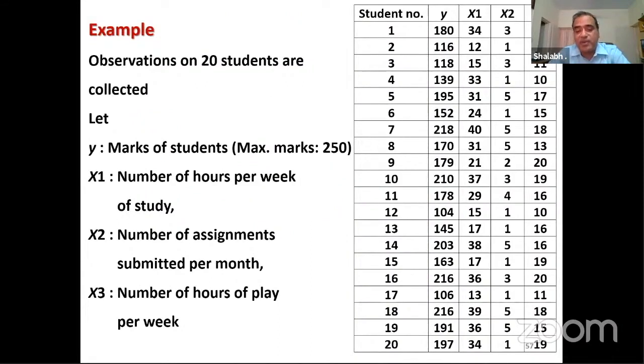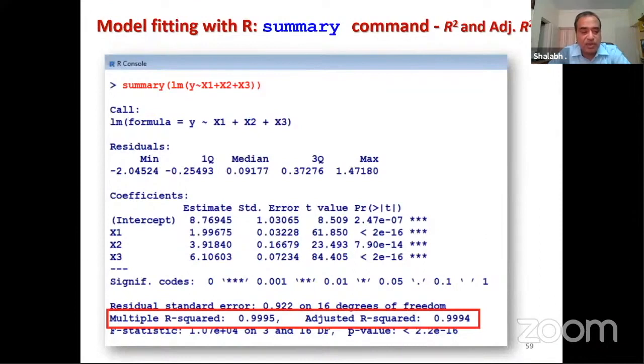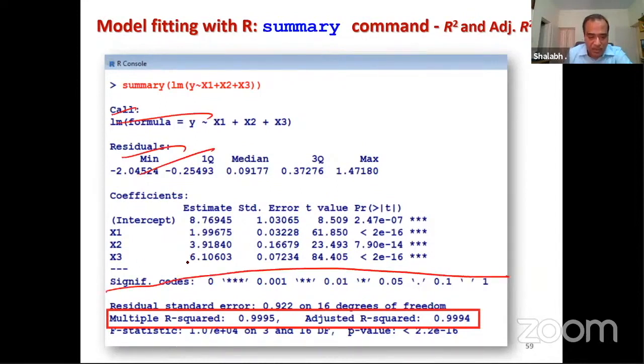So we take the same data, and we try to use the same formula here, summary. You remember that we already have covered this part, this part, this part, up to here. Now, if you see at the bottom, there is a line, multiple R squared, and then adjusted R squared. You can see this multiple R squared here is 0.995, and this adjusted R square here is 0.9994.